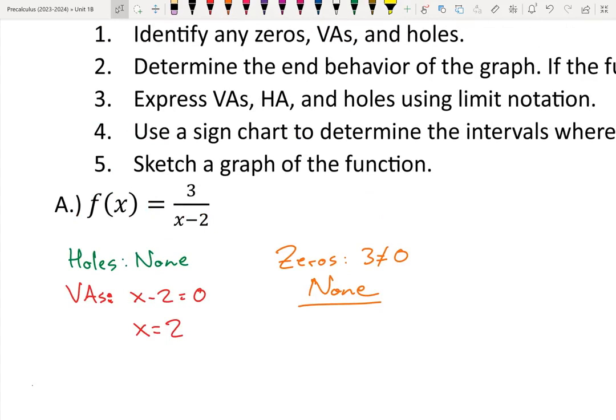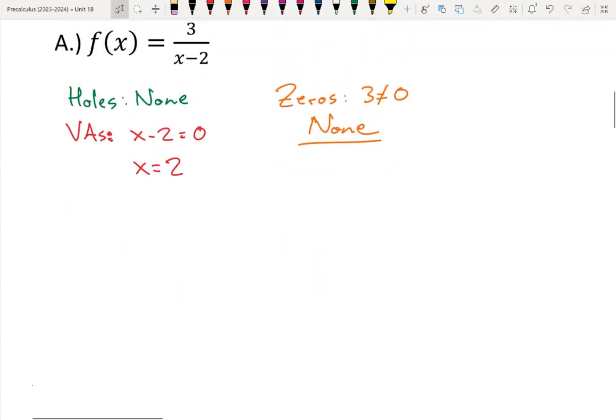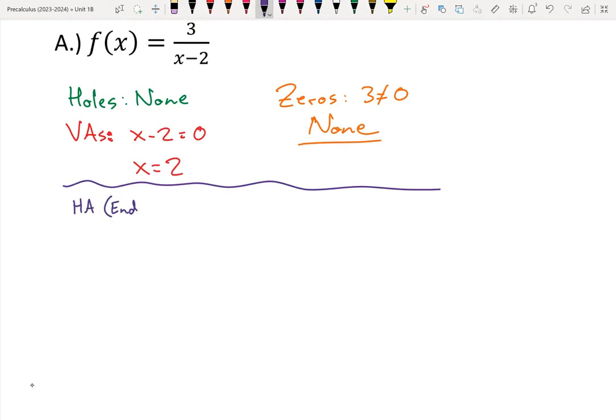Let's go ahead and do the end behavior. So our horizontal asymptote, we want to see if we have one. Remember, we set the leading term in the top divided by the leading term in the bottom. What's our leading term in the top? What's the only term I have in the top? What is my leading term in the denominator?